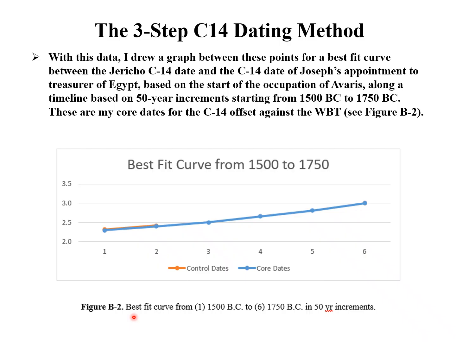So as you can see here, this is the best fit curve from 1500 BC to 1750 BC using 50-year increments. So 1500 BC, you could just make out the control dates, which is here, 1, 2, and 6 are my control dates, and then we did a best fit curve from 1 to 6. And as you can see, it gets a little bit off here.